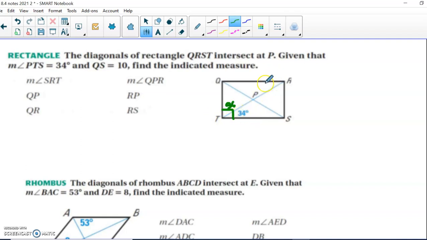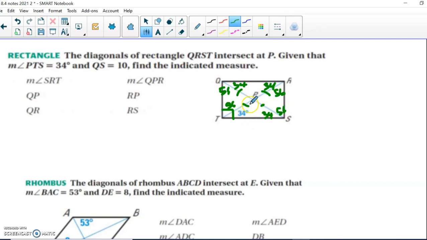Alternate interior angles, I'm going to carry this 34 up here. I'm going to carry this 56 over here. But we also know the diagonals are congruent and they bisect each other. So we know we have an isosceles triangle. So if this is 34, this angle has to be 34. If this is 34, we know this is 34. And the same thing here. If this is 56, we know this angle is 56. If this is 56, this is 56.